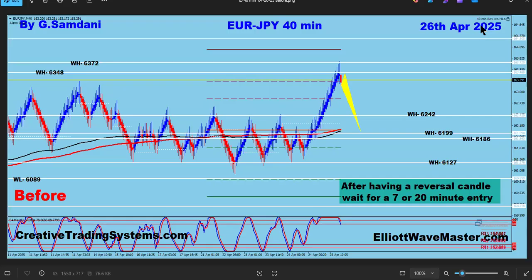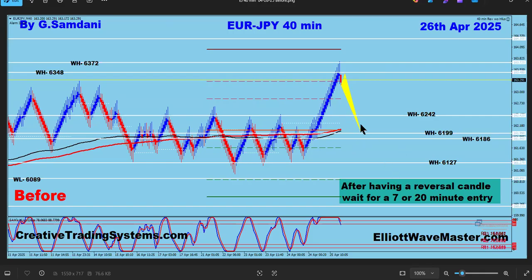Hello, everyone. This is a Euro Yen 40-minute chart, a setup chart. I made it on the 26th of April, which was last Saturday, and it shows that the Euro Yen is going to drop from here to here, right?